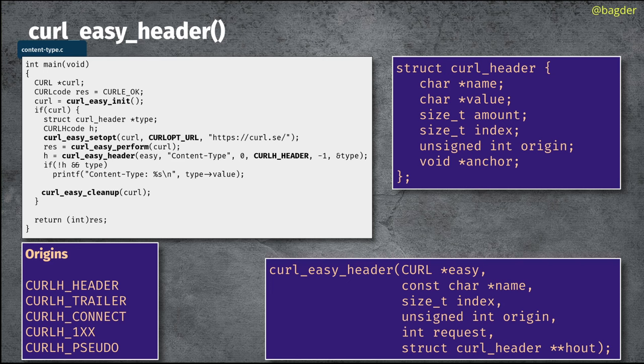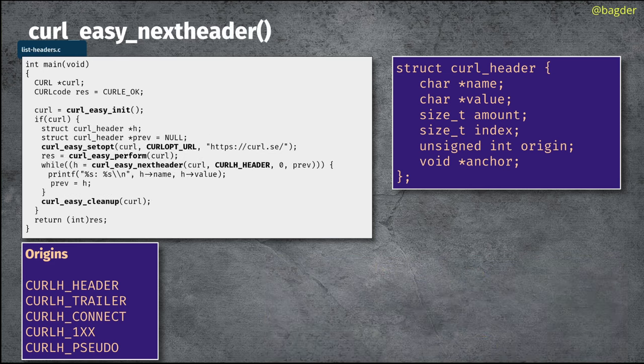So in this example, I ask libcurl, hey, tell me the content type header from this transfer, because I know that servers typically provide a content type. But maybe you don't want that. Maybe you just want to see, hey, what are all the headers that we got back, because you want to iterate through them somehow or do something, and then you can use the curl easy next header instead. It works in a similar way.